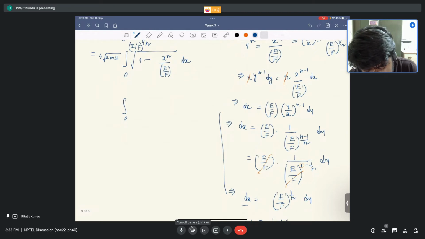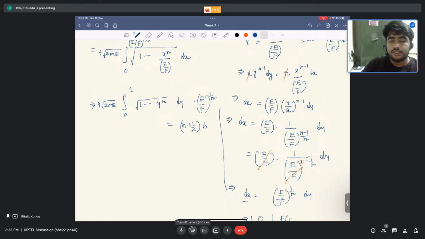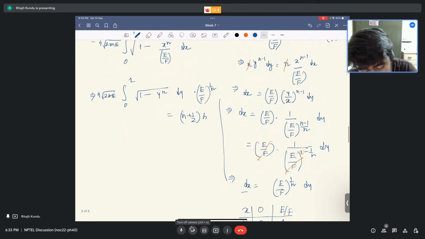Okay, so 4 square root 2m E, 0 to 1, (1 minus y to the power n) square, and dx, and there are additional terms such as E by F to the power 1 by n, and on the right hand side we have (n plus half) h. All right, so now this is just a number, but let's just evaluate it.